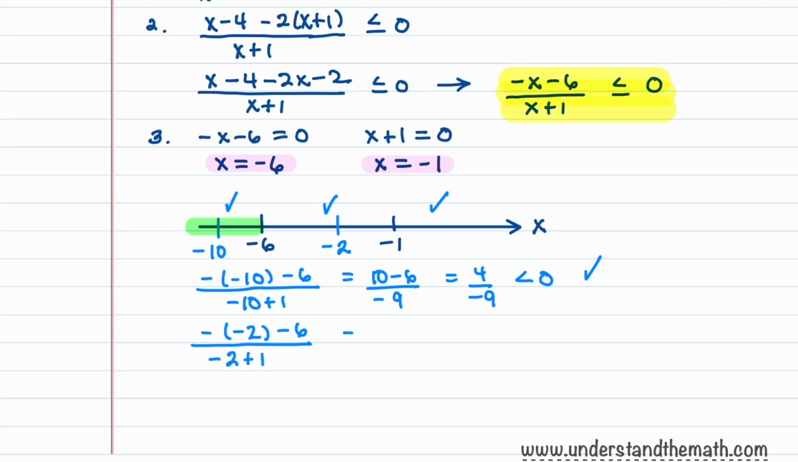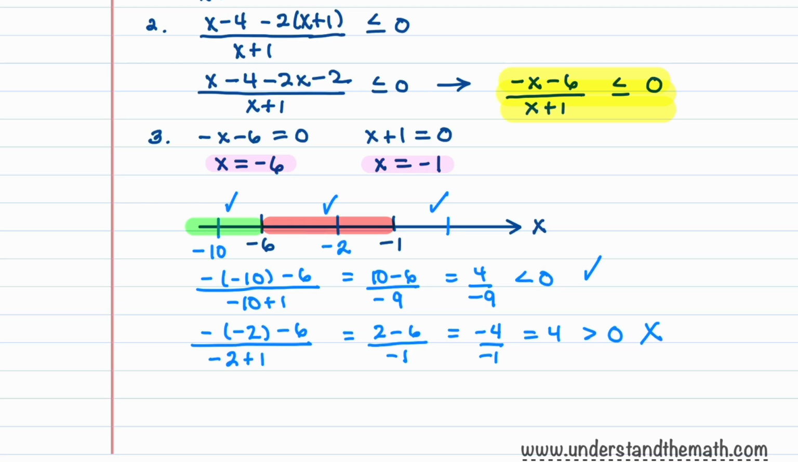On the top, we have -2 minus 6, which is -8, and then in the denominator, we have -1. This is -8 over -1, which is 8, and that's greater than 0. So that does not satisfy our inequality. Let's go back up here to our number line and put a red there because that region is not included. Now let's test our last region.